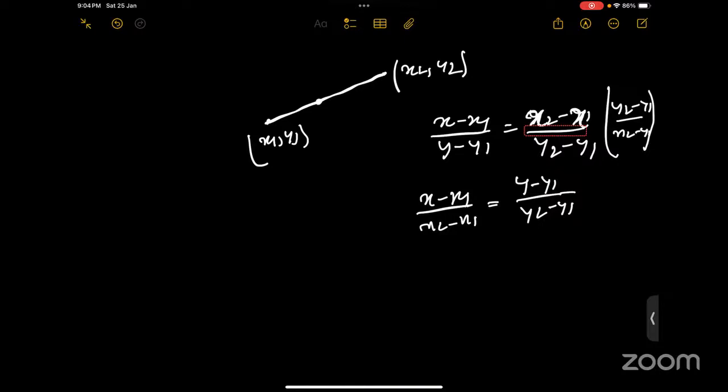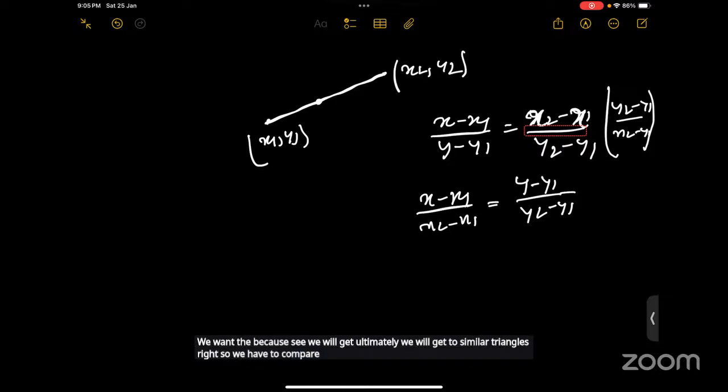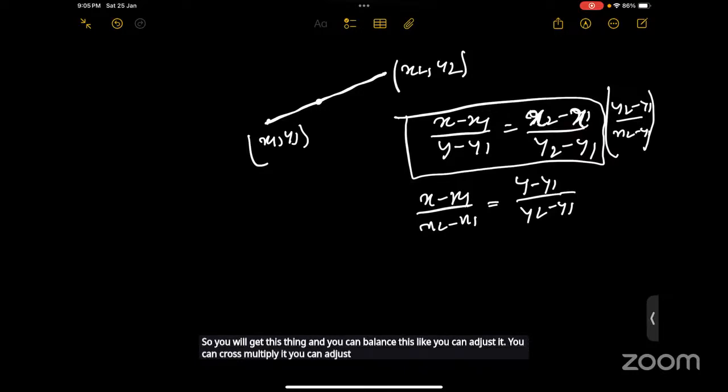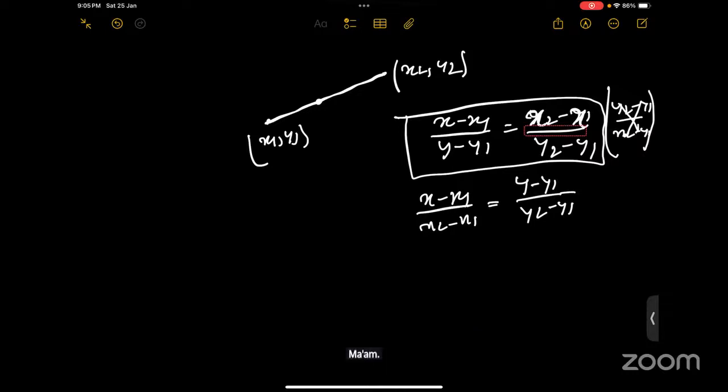Because see, ultimately we will get two similar triangles, right? So we have to compare axis by axis, that means base and height. What we did in the section formula, we have to do the similar type of thing. So you will get this, and you can balance it, you can cross multiply it, you can adjust it according to your convenience. But what is possible, you can only do this type of thing. This is not possible, right? Ma'am, what is not possible? What I've said, that y2 minus y1 by x2 minus x1, you cannot write this equals to this, right?